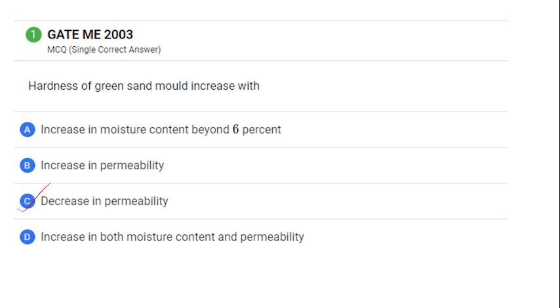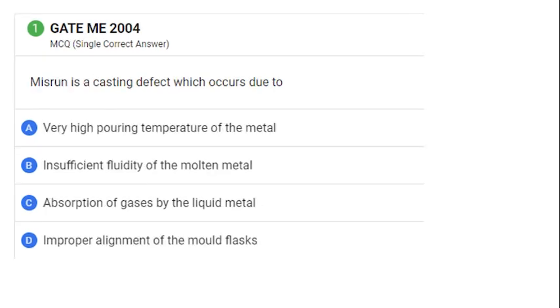Okay, because we didn't have this method. Okay. Solve this question. B. Yeah, B is correct. So this is how your misrun looks like. This defect.